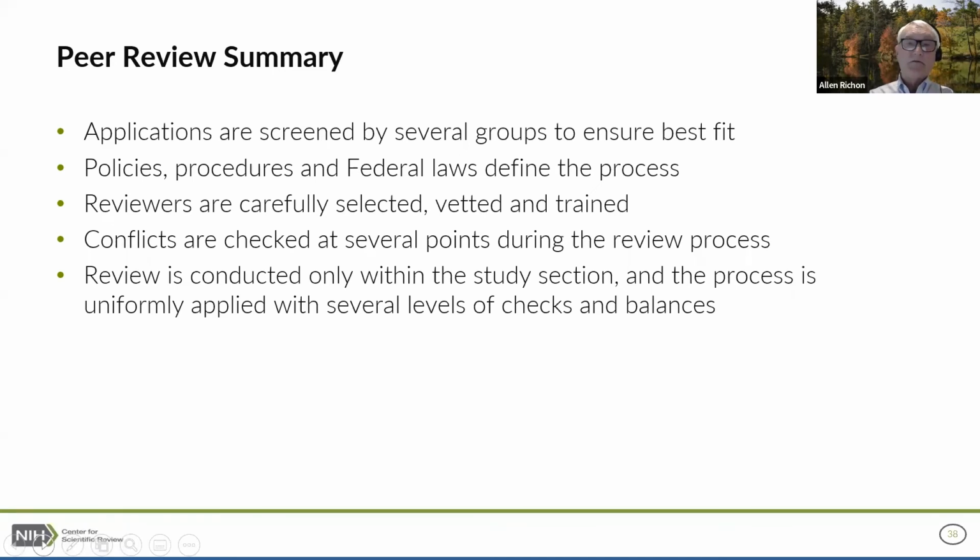Reviewers are selected, vetted, and trained. For the folks that don't do well at a study section, they won't be invited back. Conflicts are checked. We make sure that confidentiality is maintained, and we want to make sure that every application receives the same level of review with a uniformly applied set of rules and expectations, and that we have several levels of checks and balances before the information goes to program for them to make their decision on where they're going and how they best fit their particular areas. And with that, I will be happy to answer questions.